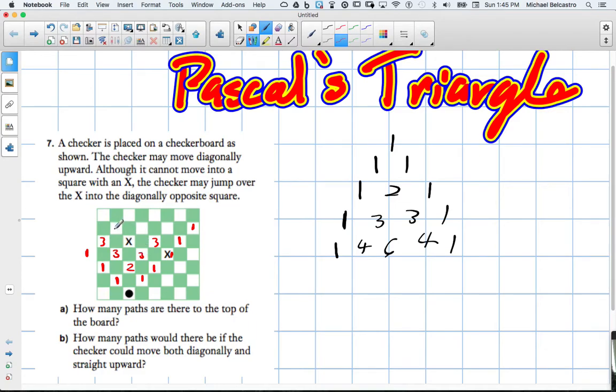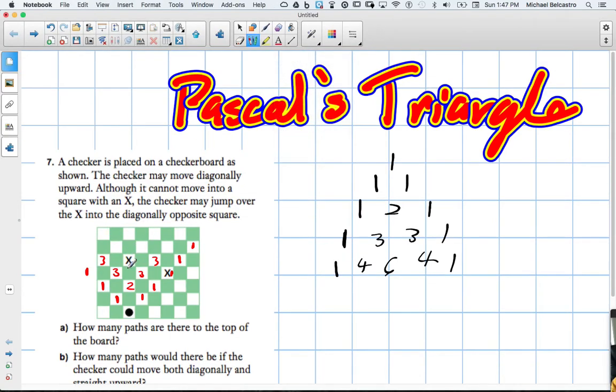To jump over this would be like saying 3 and 3 would normally give us 6, but we're not quite there. We're going to jump over this. Because we don't have an actual value for this X square here, think of it like you're adding this guy because he's directly diagonal, and because this X doesn't count, this 3 would be directly diagonal to that square. So we'd add up these values. This 3 and 3, that's going to give us the value of 6. So there are 6 routes there.